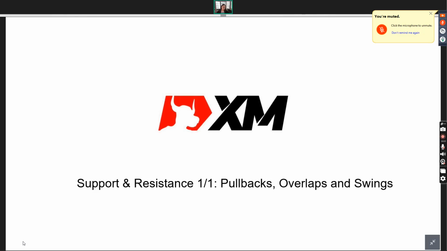The newbie, or if you already have experience, maybe this is good for you to refresh on how to find correct support and resistance, pullback, overlap, and swing high and swing low. I'm quite sure that a lot of you may not find correct support and resistance, or know how to identify pullback or overlap support and resistance.